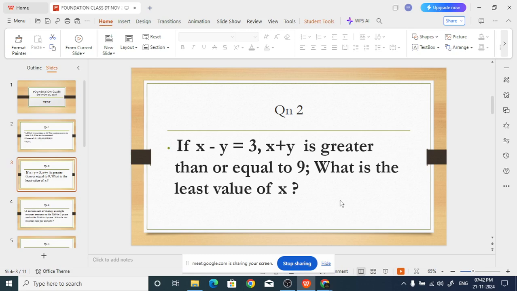If x minus y equal to 3, x plus y equal to 9, what is x, what is y? Sir, y will be x minus 3, sir. Y will be x minus 3, correct. So now you tell me the two numbers, x and y. What is the value of x and what is the value of y?